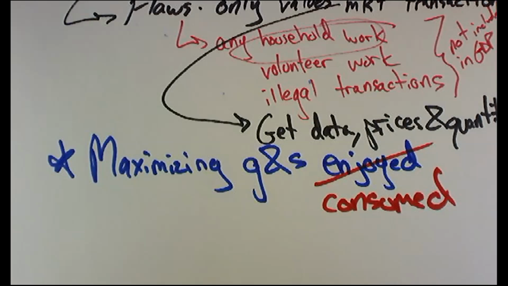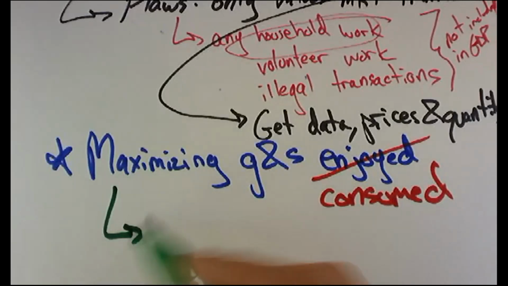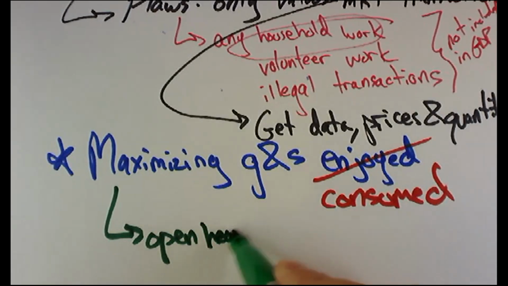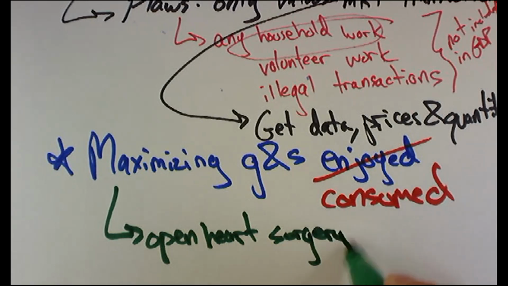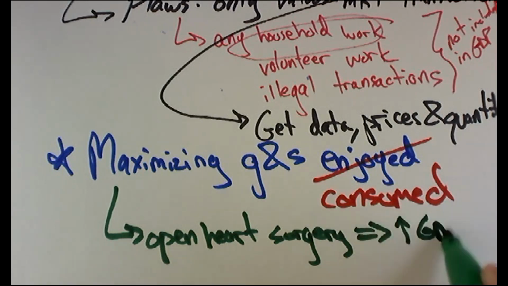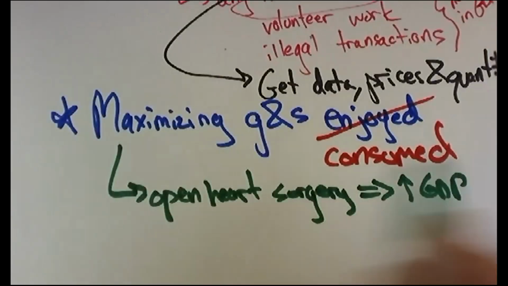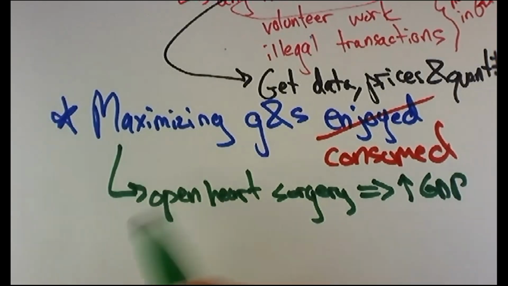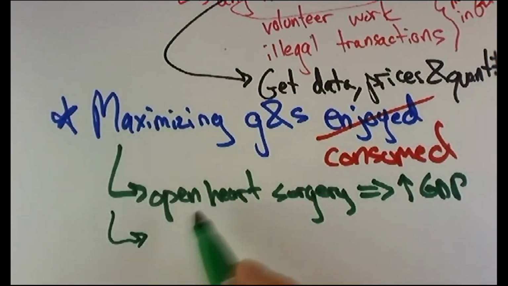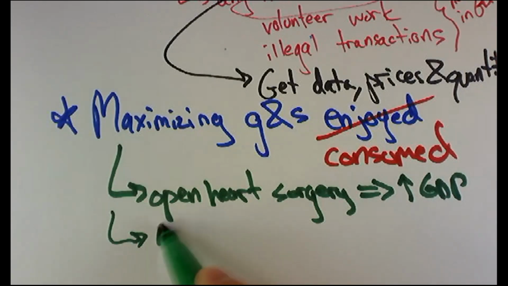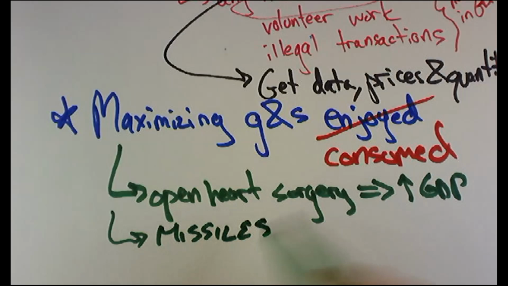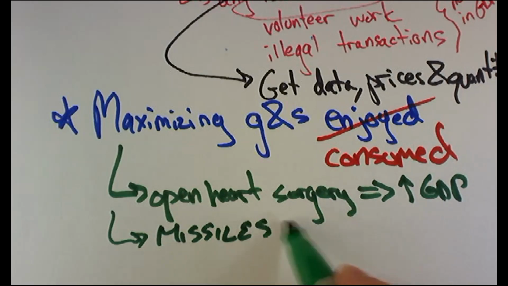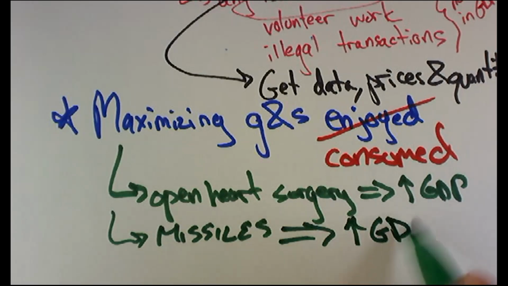Who enjoys a heart attack, right? If you get open heart surgery, that's going to increase GDP. There's other similar things, right? Every time we build a missile or something like that, bunker blaster missiles, I don't know, missiles, right? Nobody enjoys consuming a missile, but when we produce missiles and when we use missiles, that increases GDP, right? That's an increase in government spending.